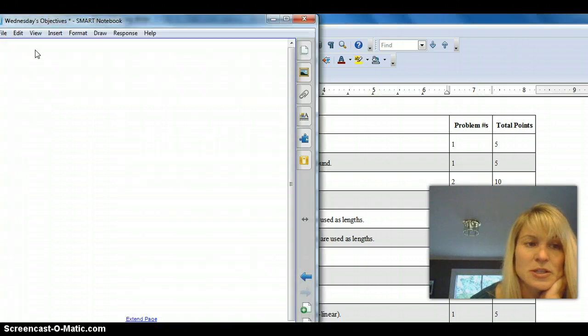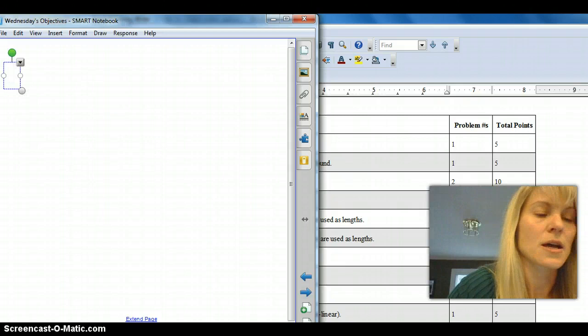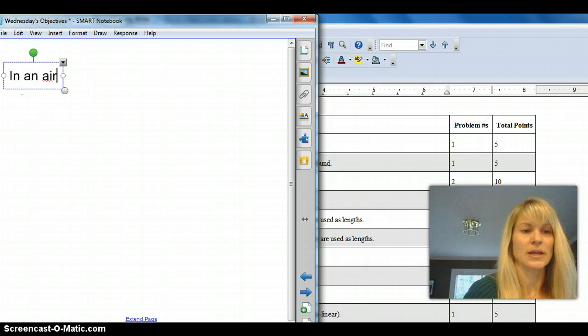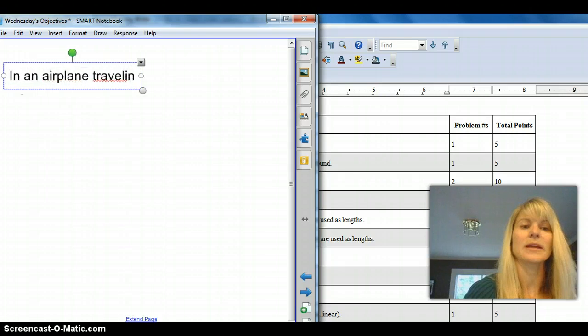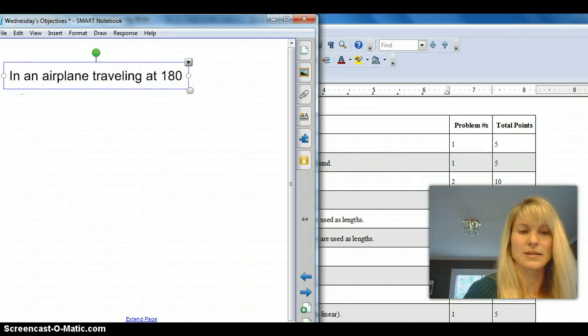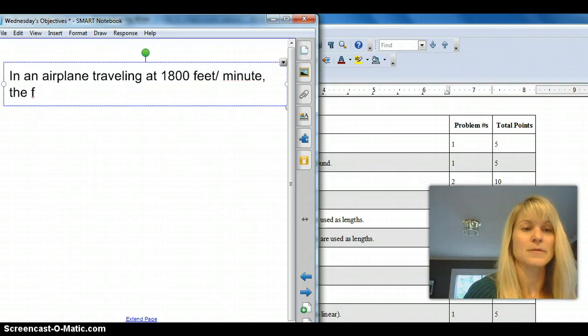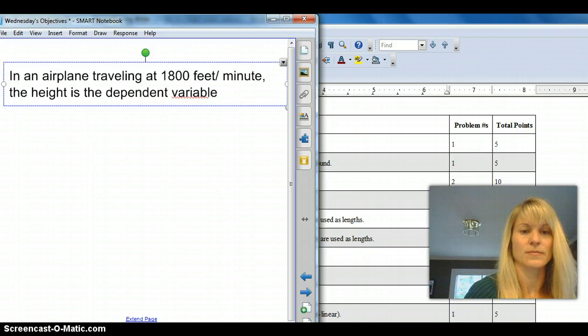So for the first one, it says, I can identify independent and dependent variables. So I'm going to get out a sheet of paper. For this question, I might say, in an airplane traveling at 1,800 feet per minute, the height is the dependent variable, true or false.